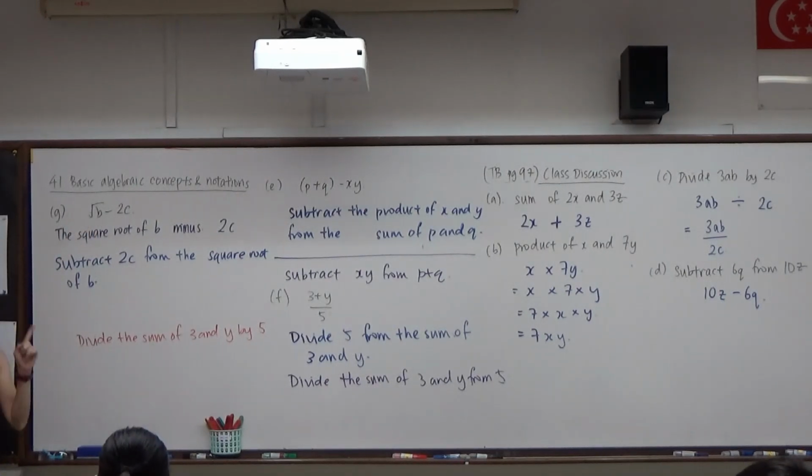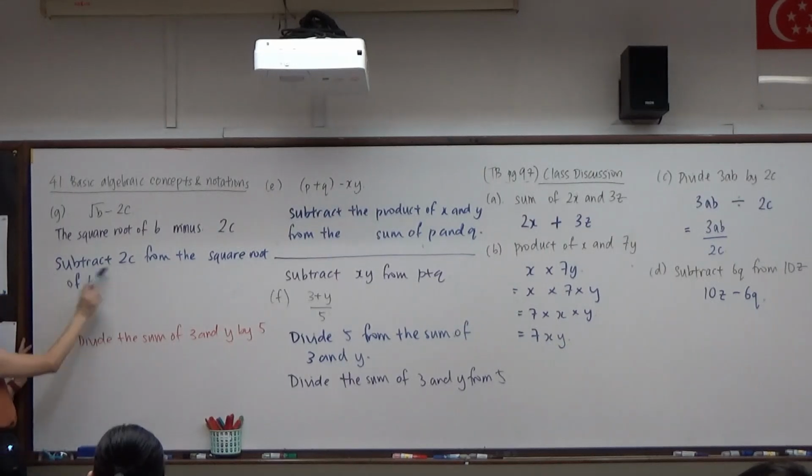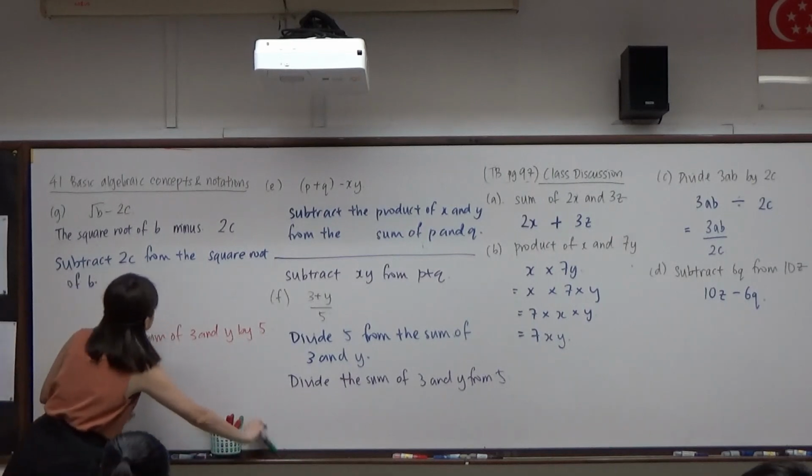Now, when we did our WA, we said that a square root of a number, there are usually 2 square roots, right? Positive and negative numbers. But when I say it in words, there will be 2 square roots. When I use this symbol, it only represents the positive square root. So down here is only one number itself. So, subtract 2c from the square root of b isn't wrong at all.